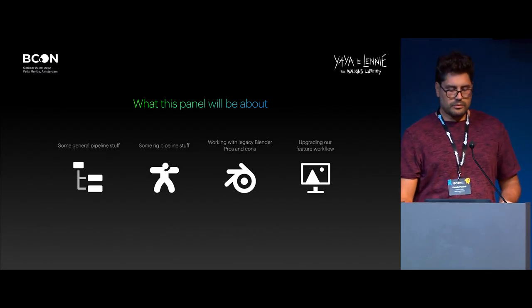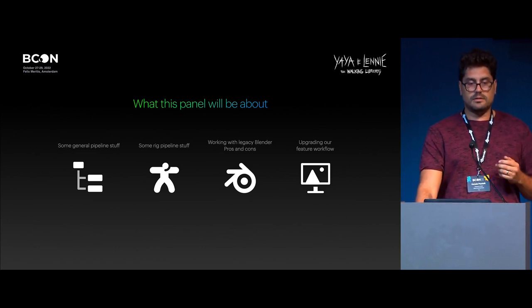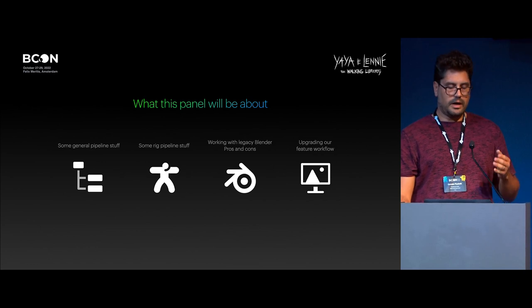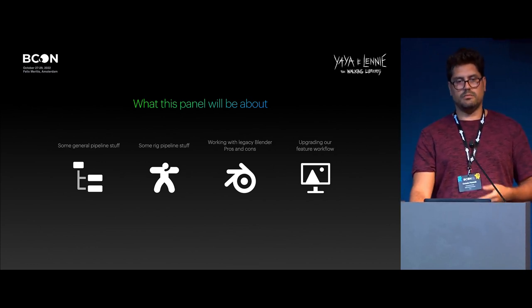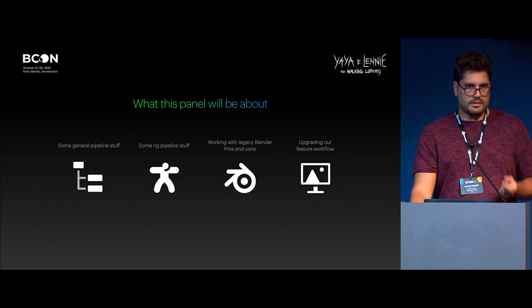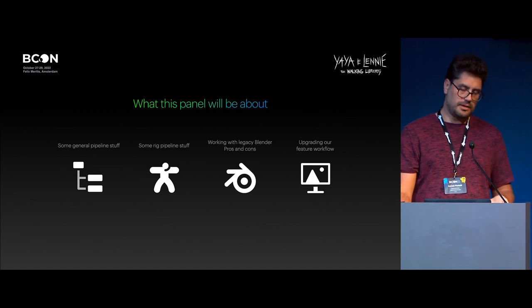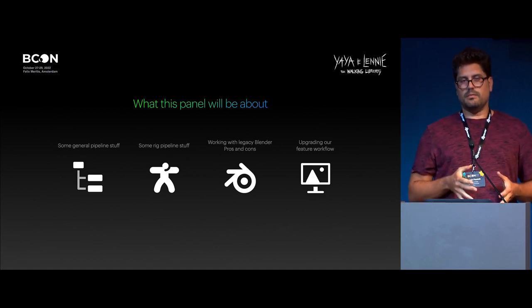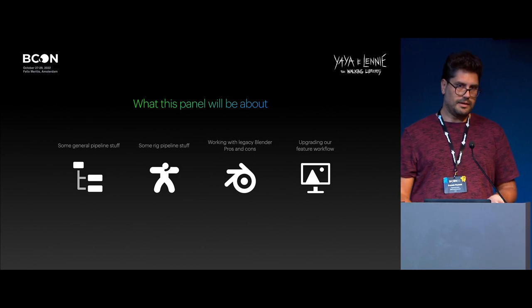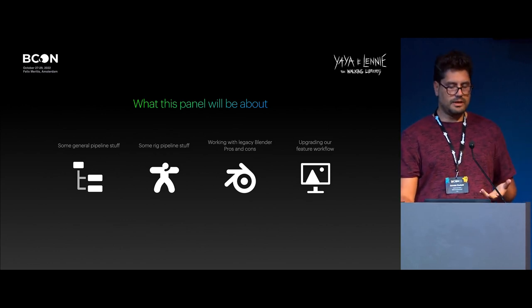What would this panel be about? Well, it would be about some general pipeline stuff, because this was the first movie that I have been in charge of the technical direction. I started with The Art of Happiness, where I was mainly in charge of everything 3D about that movie. Since it's a 2D movie, you might understand that it's very little. Then I worked on Gatta Cenerentola, Cinderella the Cat, that was more massively 3D and more massively Blender in its use.